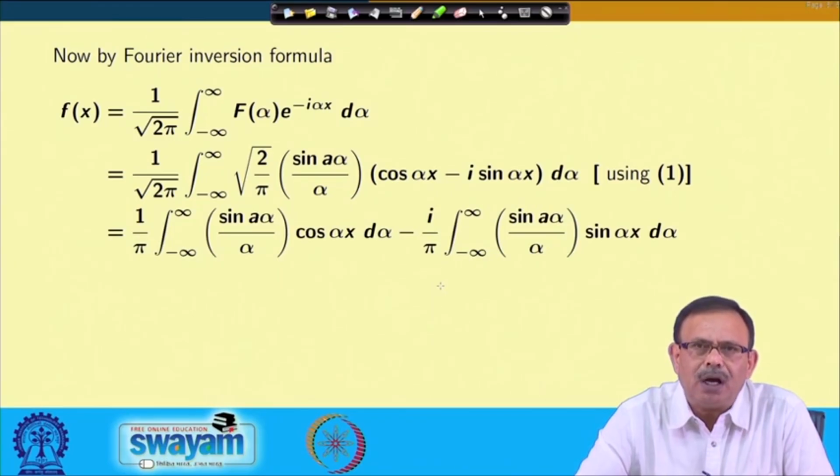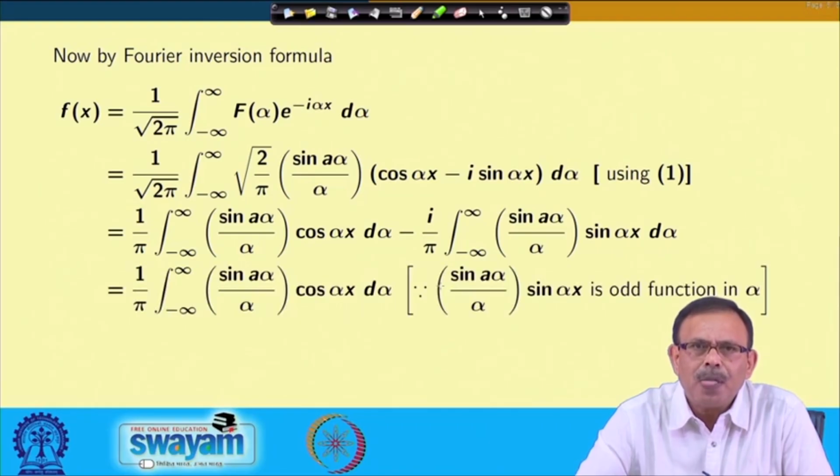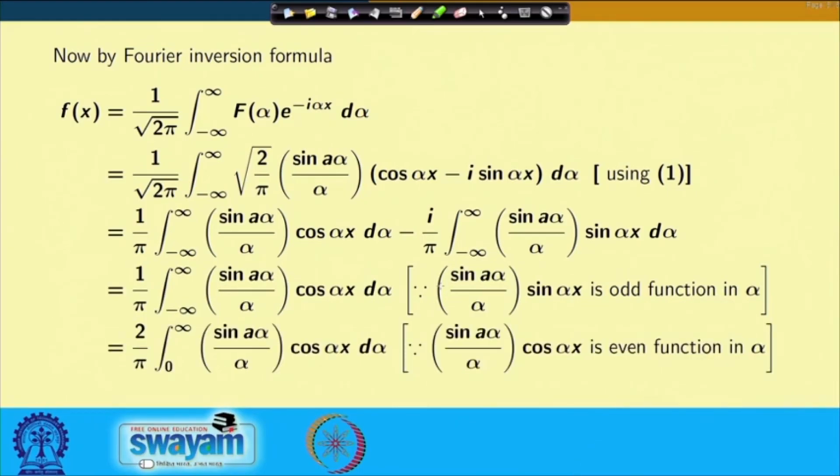If you see, the integrand of the second integral is an odd function, whereas the integrand of the first integral is an even function. Therefore, the second term will vanish, and for the first term I can write minus infinity to infinity of the integrand as 0 to infinity, 2 into 0 to infinity. And for the second one I am getting 2 by pi, 0 to infinity, sin alpha a cos alpha x d alpha.